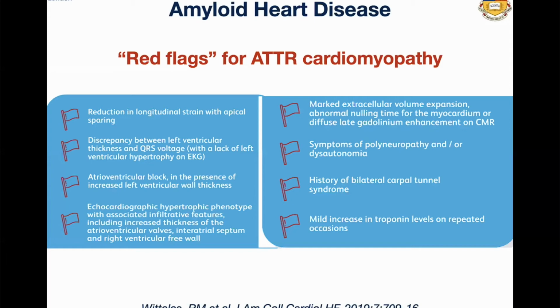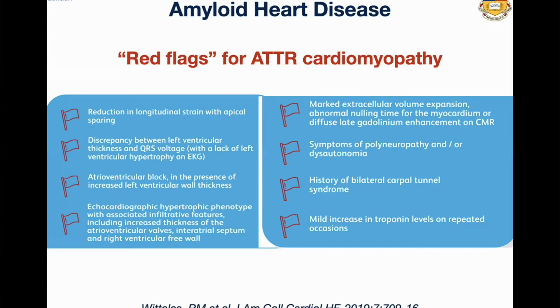On the other side, you have marked extracellular volume expansion by CMR, symptoms of polyneuropathy, very important to think about amyloidosis, history of bilateral carpal tunnel syndrome, and a mild increase in troponin levels on repetitive occasions. All these are red flags that raise the index of clinical suspicion of amyloid heart disease versus other forms of hypertrophy.